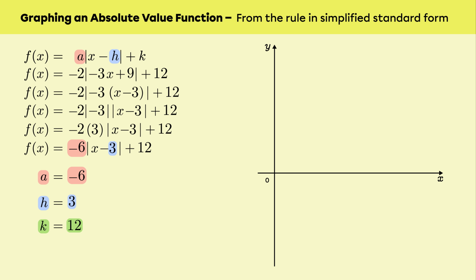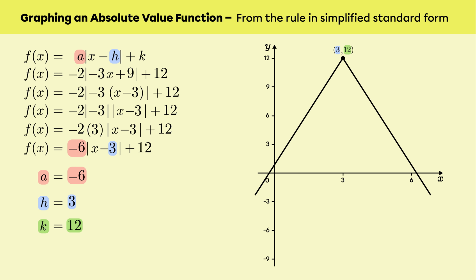So in order to place the vertex at the point (3, 12), we will scale the x-axis by multiples of 3 and also scale the y-axis by multiples of 3. We plot the vertex and sketch the following graph, where the opening of the function is downward since a is negative. Now let's calculate the value of some points to get a more accurate graph.